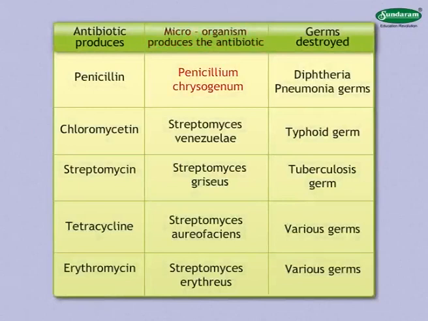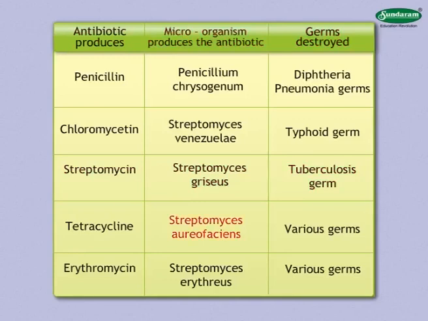Microorganism Penicillium chrysogenum produces the antibiotic penicillin and destroys the germs diphtheria and pneumonia. Microorganism Streptomyces venezuelae produces the antibiotic chloromycetin and destroys the germ typhoid. Microorganism Streptomyces griseus produces the antibiotic streptomycin and destroys the germ tuberculosis.